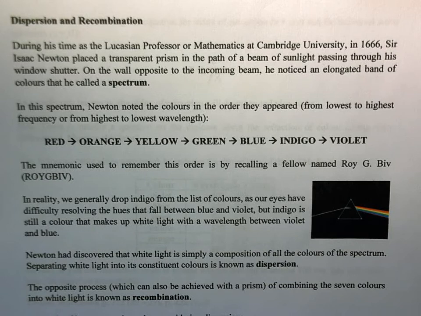Now, when we talk about colors, usually indigo goes bye-bye, and the reason for that is our eyes have a really hard time distinguishing the hues of blue and violet. So while indigo is still a proper color that makes up white light, we have a really hard time distinguishing it from blue and violet, so we generally just don't include it in our list. So this whole idea of taking white light and splitting it into its constituent colors, this is what we refer to as dispersion of light.